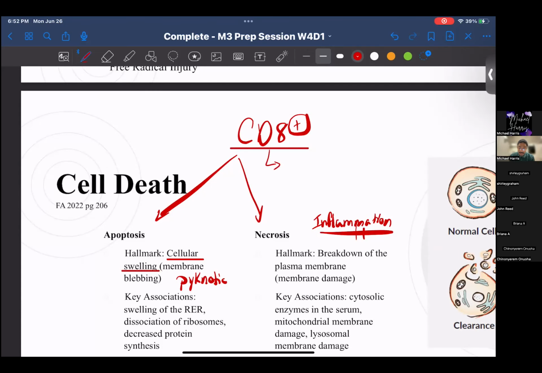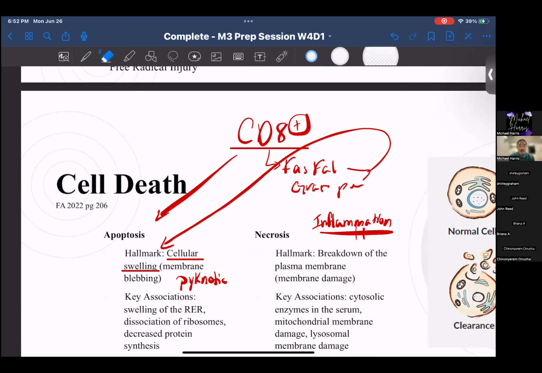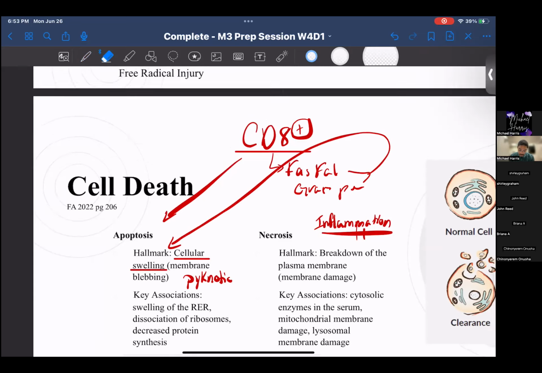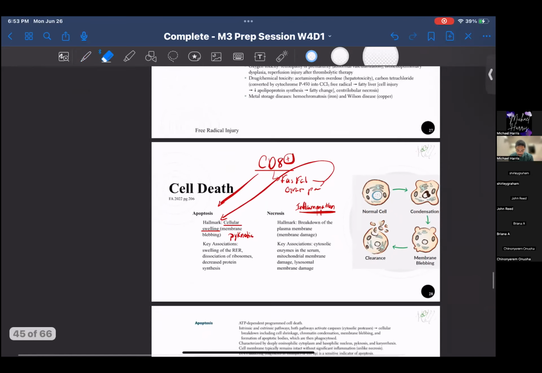They stimulate Fas ligand, or they release granzymes and perforins. Both end up leading to apoptosis. So even though it's part of the immune response and is part of cell death, it's apoptosis, not necrosis. Okay. Good.